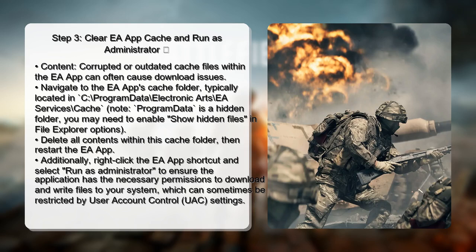Step three: clear cache and run as administrator. Corrupted or outdated cache files within the app can often cause download issues. Navigate to the cache folder, typically located in Program Data, Electronic Arts, Services, Cache. Note: Program Data is a hidden folder. You may need to enable Show Hidden Files in File Explorer options. Delete all contents within this cache folder. Then restart the app. Additionally, right-click the shortcut and select Run as Administrator to ensure the application has the necessary permissions to download and write files to your system, which can sometimes be restricted by User Account Control settings.